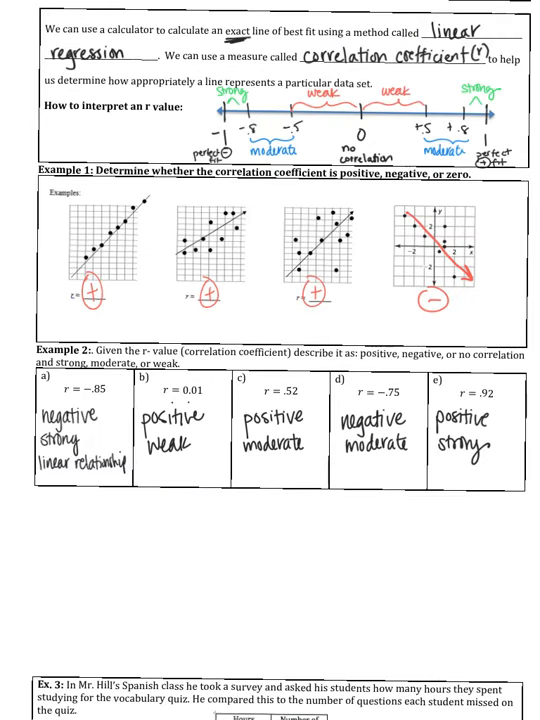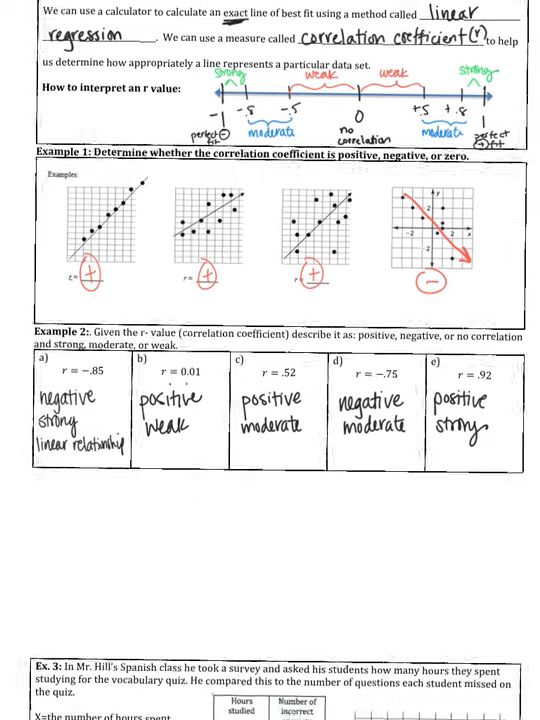So did you get them right? Let's double check. I have an R of 0.01. This is positive, and it's weak since we fall into this interval. And an R value of 0.52 would fall here, and it's positive, so positive and moderate. Negative 0.75 would fall here, so I've got a negative and moderate relationship. 0.92 would be up here. We've got a positive and strong relationship. So when we have a calculated R value, we can say a little bit more about the graph than we were able to say before.